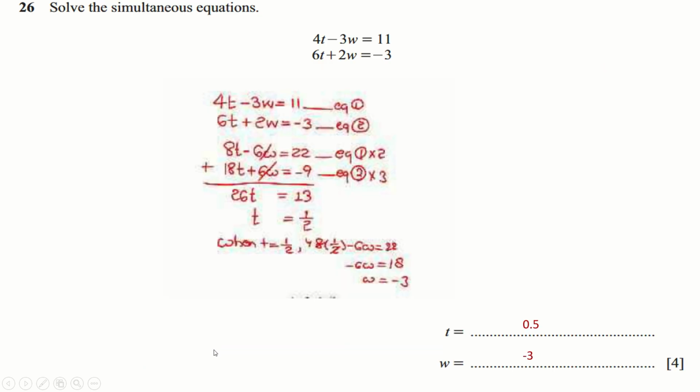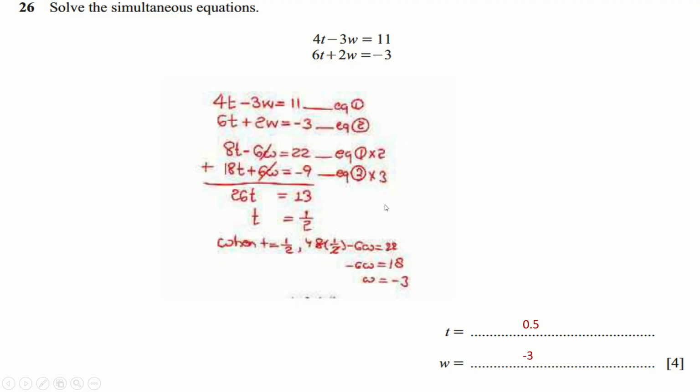26. Solve the simultaneous equations. So we will label equation 1 and equation 2. Later, we will use the elimination method. Multiply with a suitable number to eliminate w. 18 plus 8 was 26, and 22 minus 9 was 13. t equals 1 by 2.